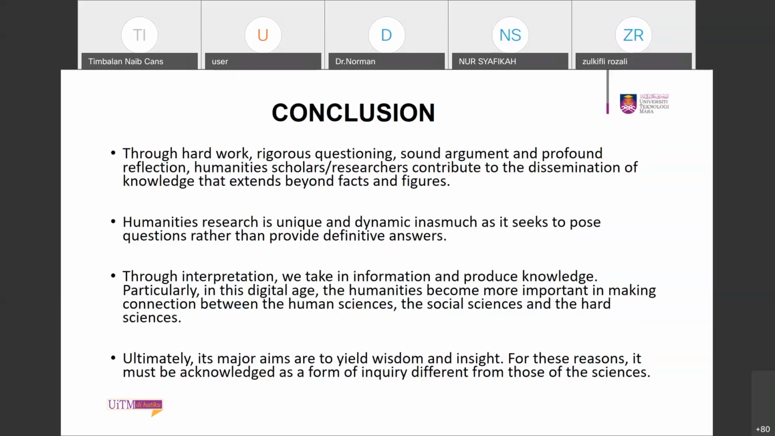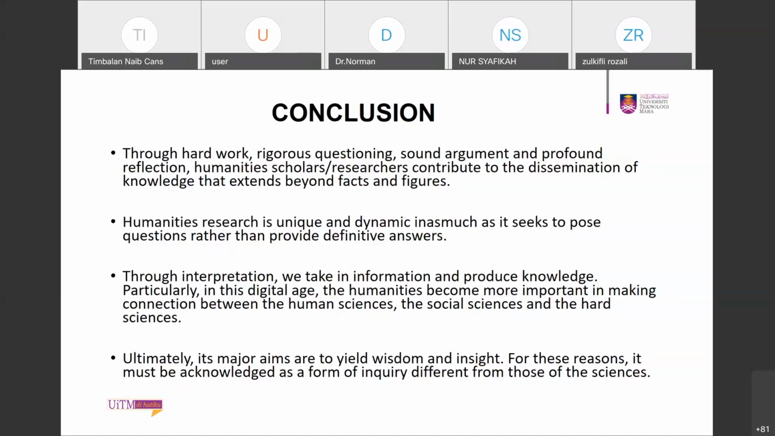Particularly in this digital age, the humanities become more important, more crucial, especially in making connections between the human sciences, the social sciences, and the hard sciences. Ultimately, its major aim is to yield wisdom. For this reason, it must be acknowledged as a form of inquiry different from the sciences. So I really also hope that the universities, especially in Malaysia, including UiTM, should welcome and acknowledge these different and diverse approaches when it comes to scholarly inquiry, academic research.